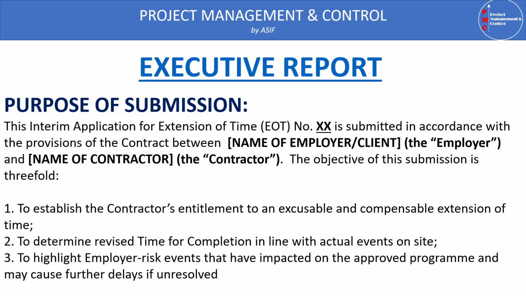Number three, to highlight the implied risk event that has impacted the approved program and may cause further delay if kept unresolved. So like this, you have to mention the purpose of the submission. You can copy from this one and make your own claim.